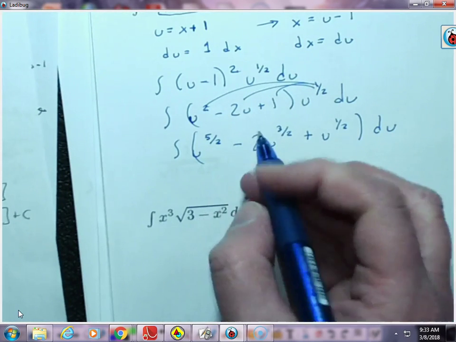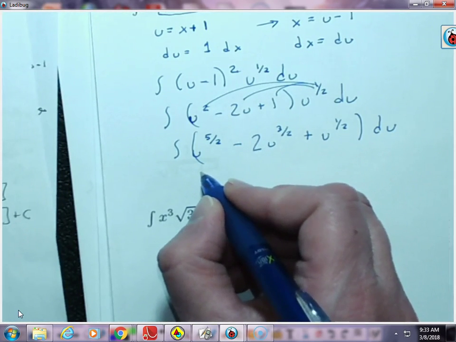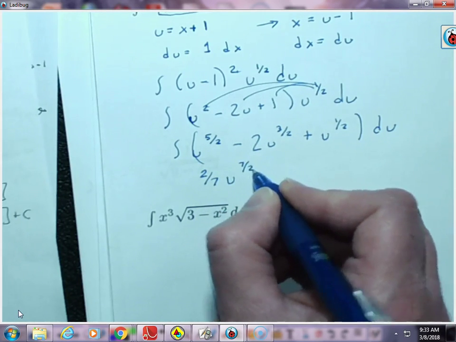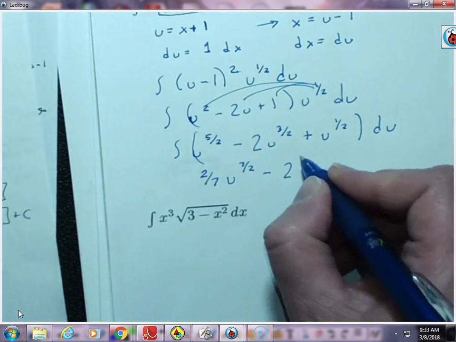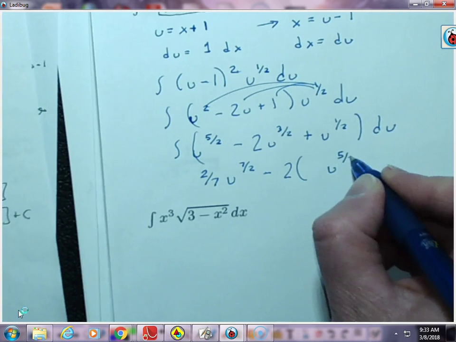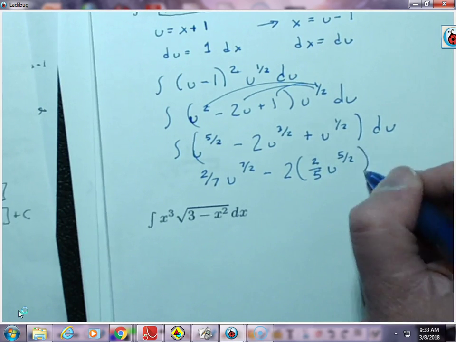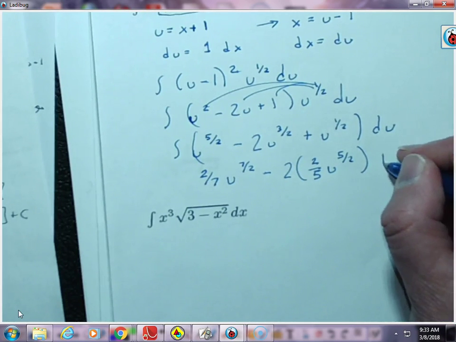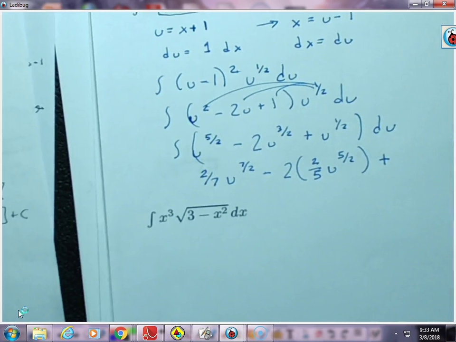Alright, here we go. So this is just power rule. Help me out. I'm just going to leave the 2 there. U to the 5 halves, so that'd be 2/5. I just like to do the exponent first because that's what I'm flipping. Because I don't want to do it all at once, because I find I make careless errors when I do.